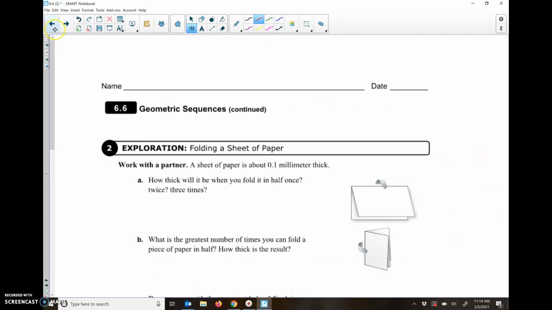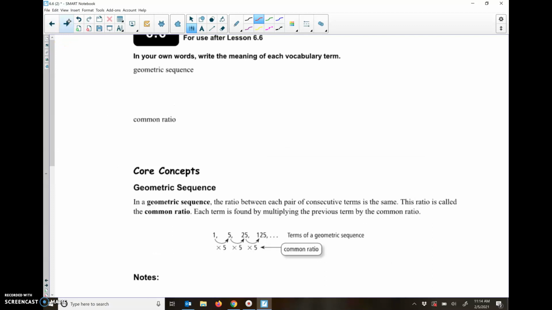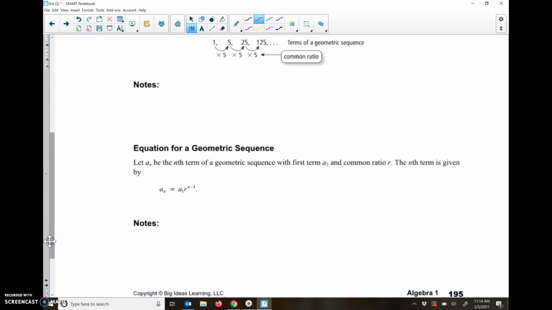Okay, and just like last time, there's going to be a formula that helps us figure out if they ask for like the 74th term. Okay, and it's going to be this one right here. So A1 times R raised to the n minus 1. So just like last time, A1, that stands for the first term. So whatever the sequence is starting with.